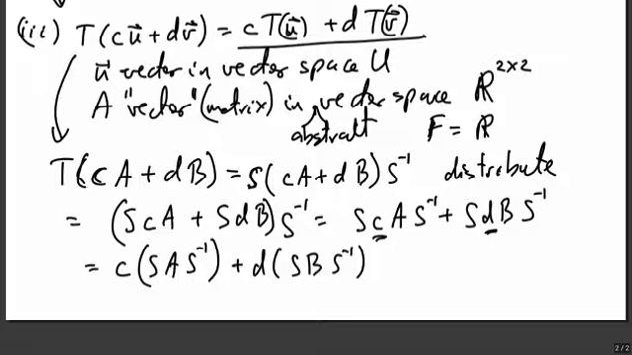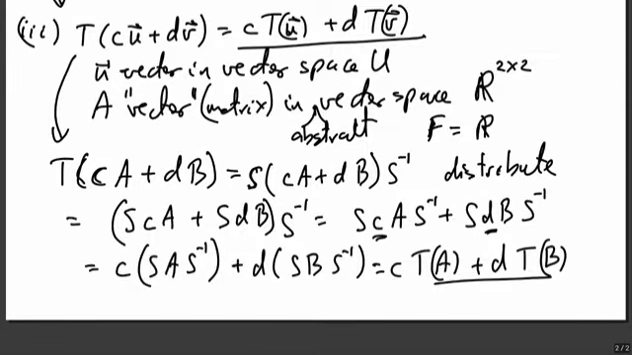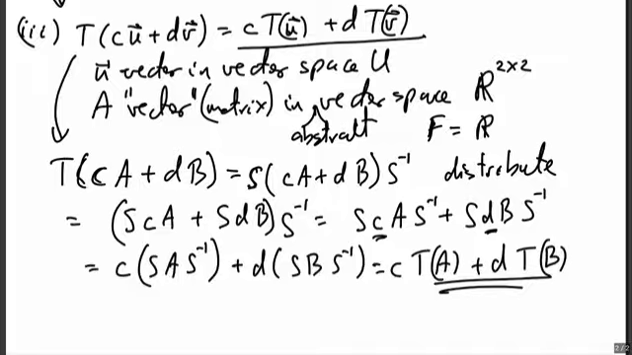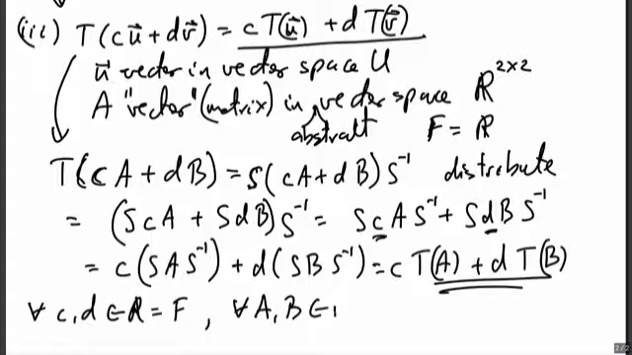And then if we check the definition of the T transformation, we get C times the transformation applied to the A matrix plus D times the transformation applied to the B matrix, which is exactly what we have to show. The fact that we didn't use any special thing about C and D means that this is true for all C, D real numbers, which are the scalars now, and for all matrices that are the vectors now. So that means this transformation is linear.